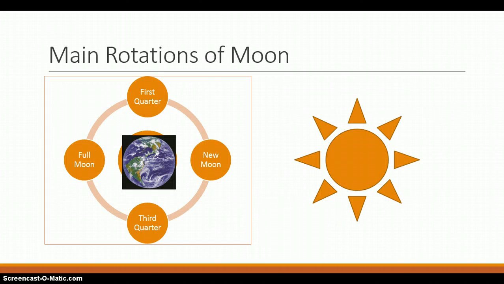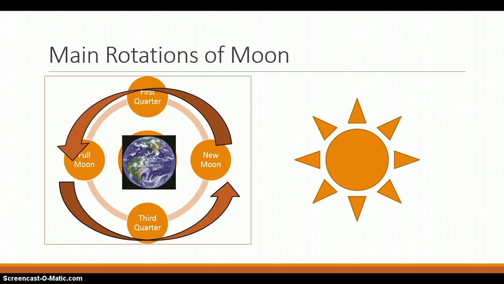This slide is showing you the main rotations of the moon. As you can see, we have new moon, first quarter, full moon, and third quarter, all rotating around Earth. Now let's see some of the different phases with the moon rotation. From new moon to full moon, we call this the waxing phase. From full moon to new moon is called the waning phase.